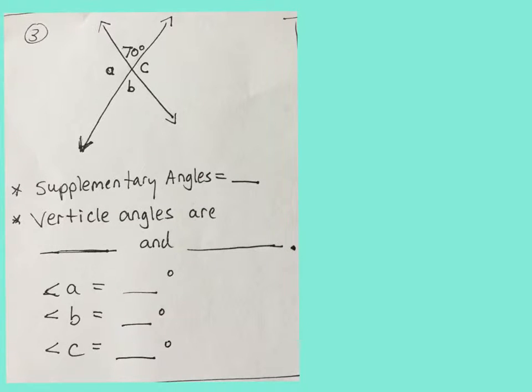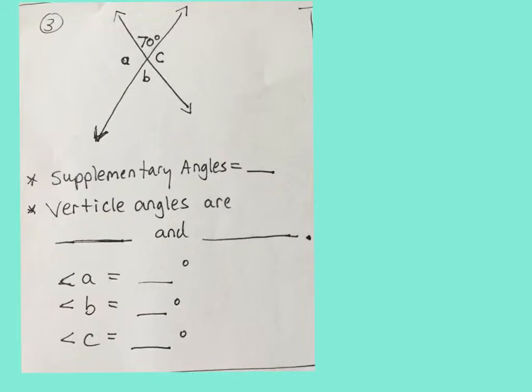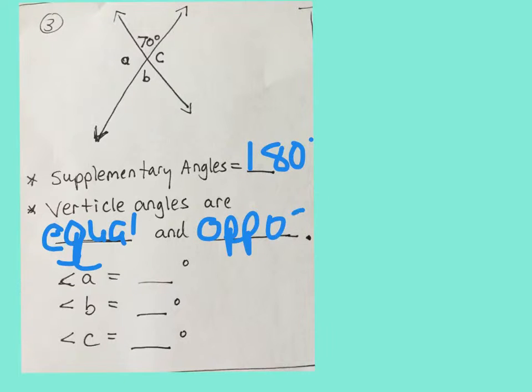All right, problem 3. Let's look at these angles for a moment. So we have one that we see as 70, and the others we don't know. All right, so let's fill in the blanks. Supplementary angles equal, I think you know now, 180 degrees because they form a straight line. And vertical angles are equal. Oh, this is very sloppy. Equal, oops, that's a Q. Equal and opposite. They're always opposite each other. All right, so let's use those definitions to help us solve this problem.